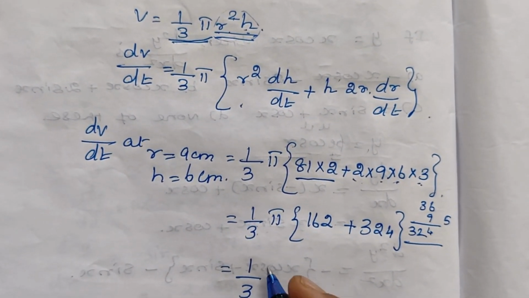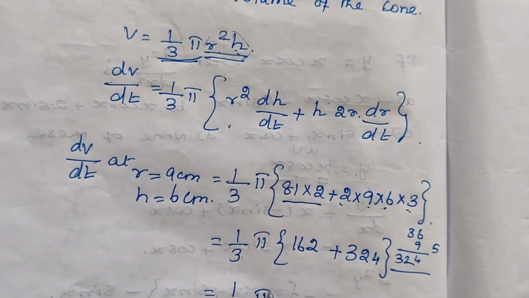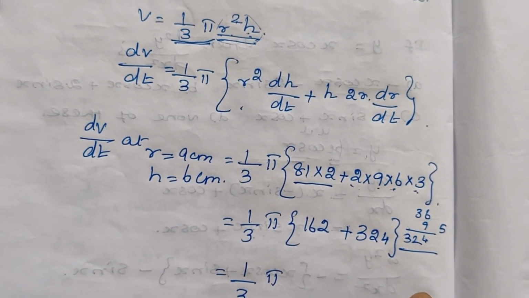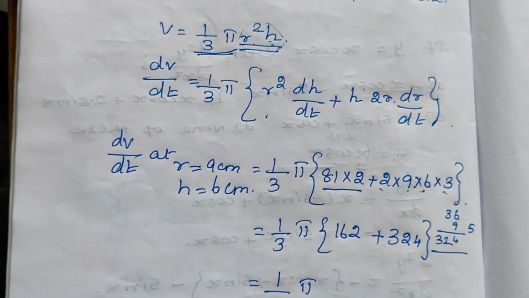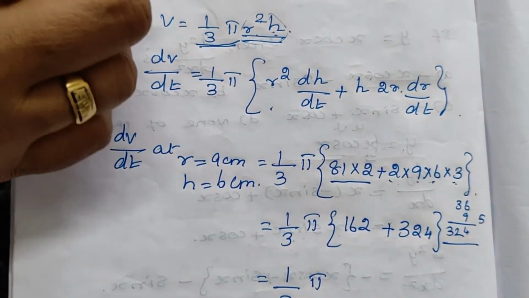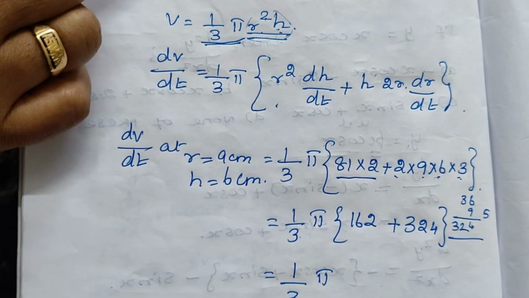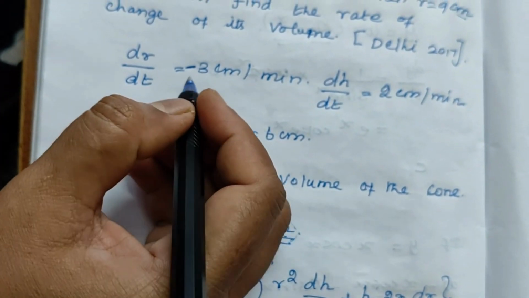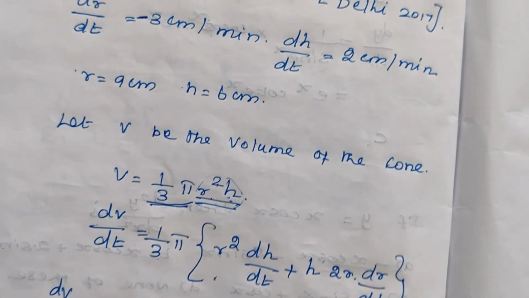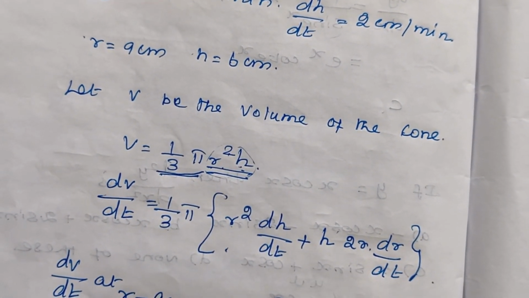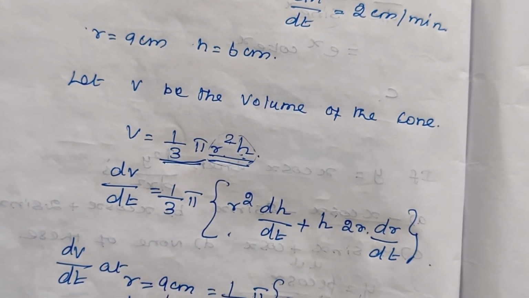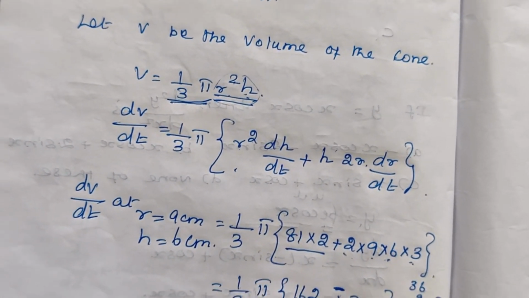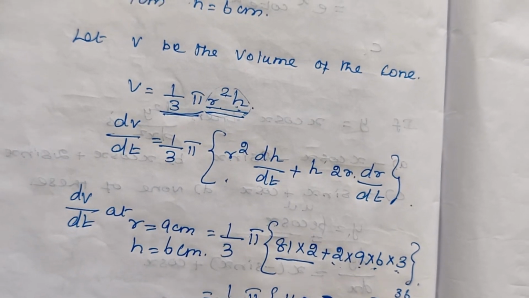1 by 3 pi. Here again one more thing is missing. Here we are given that it is decreasing at the rate of, that is dr by dt is decreasing. Therefore it is minus 3 centimeter per minute. So here dr by dt, here it is minus 324. So 324 minus 162 is what?